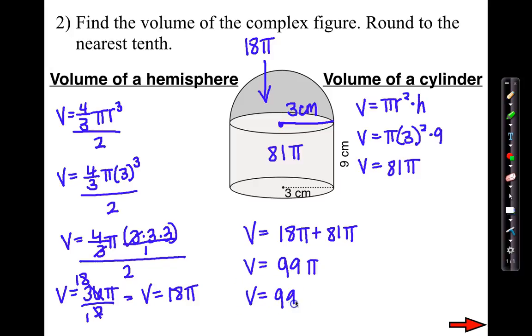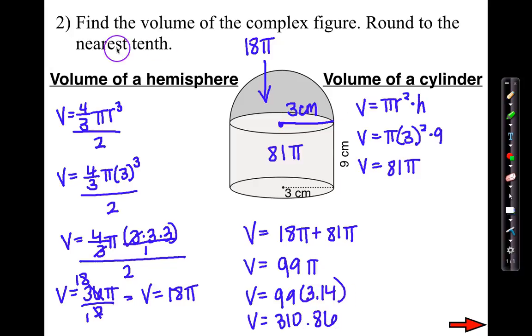So let's go ahead and do 99 times 3.14. Notice we are approximating pi by using 3.14. So let's go ahead and plug that into the calculator. We have 99 times 3.14, which gives us 310 and 86 hundredths.